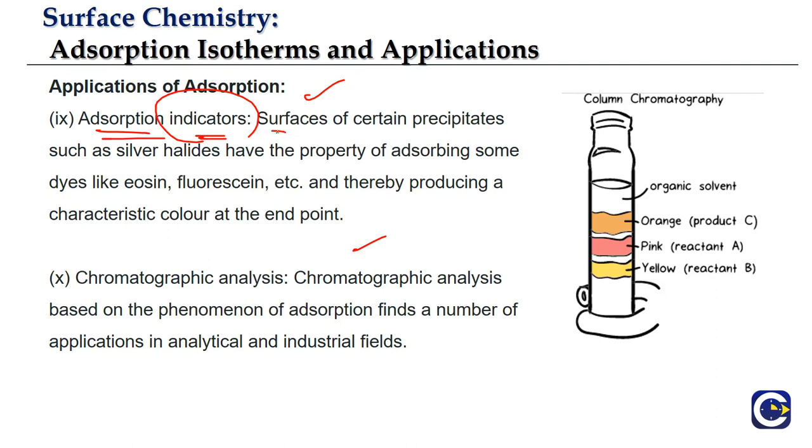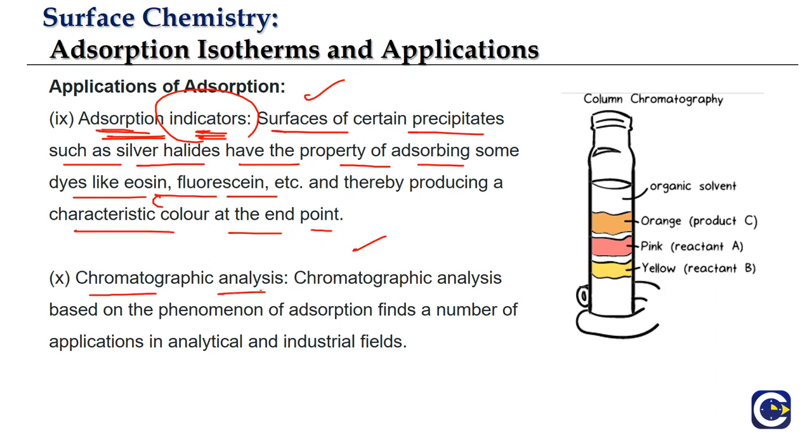So if you look at surfaces of certain precipitates such as silver halide, they have the property of adsorbing some dyes like eosin, fluorescein. Basically these are organic dyes, and when they adsorb, they will be able to produce a characteristic color at the end point. So the color change is happening because of the adsorption, and that is how we are able to use adsorption as an indicator.